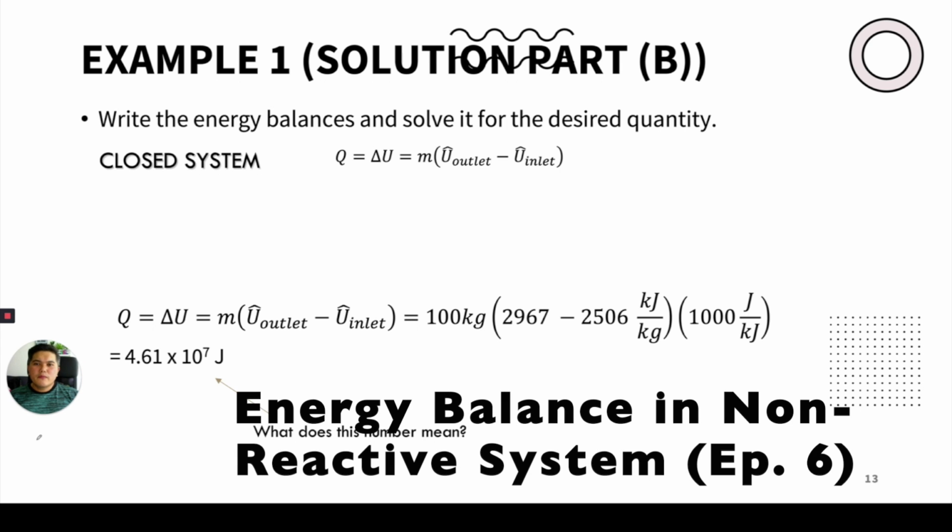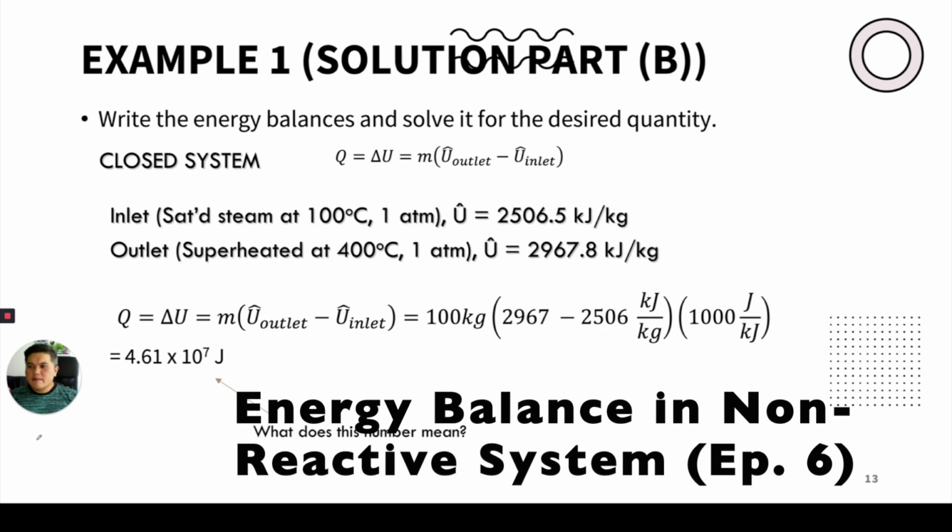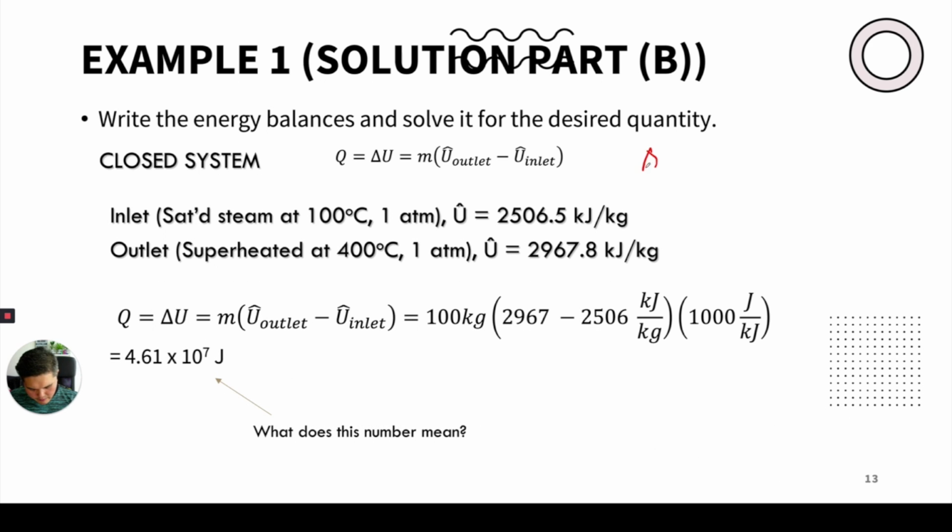Now we're going to look into example 1, solution part B, where we are dealing with the closed system. So for the closed system, when we write the equation again, it starts with delta U plus delta EK plus delta EP equals Q minus W, right?